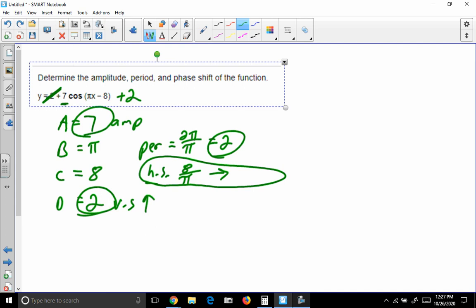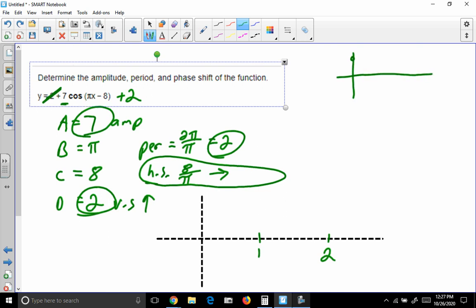This one doesn't ask us to graph it, but we could. We would just graph it to have a period that repeats every 2 units. So if this was 1 and this is 2, then cosine, think about our basic cosine wave. It starts at a peak, it goes down to a trough, back up to a peak. We have an amplitude of 7, so it would go up to 7. By the time we got to the end, it would be back to a peak.